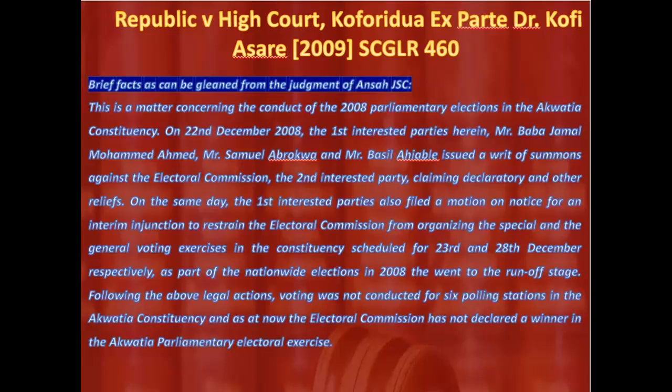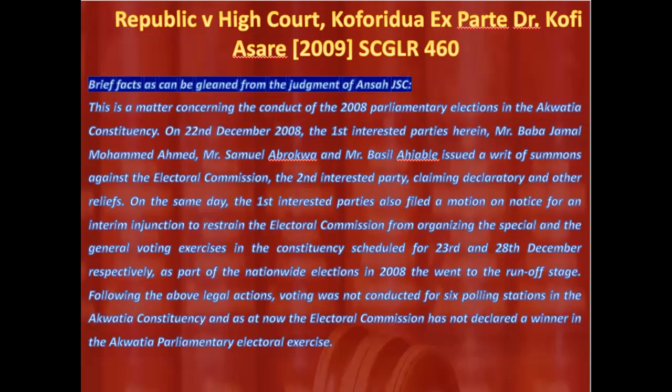Now you realize that the High Court judge is saying that no results have been declared, nobody has been declared winner. So there's no point in us saying that you should come with an election petition. And that was why the High Court judge indicated that that is why they had to file the action with a writ of summons and not with a petition.